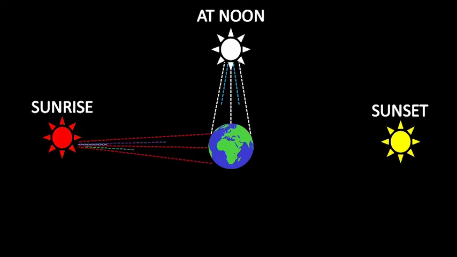But at the time of the sunrise, let us see what is going to happen, what a nice spectacular event is going to happen. At the time of sunrise, the sun is exactly at the horizon. The sunlight travels a longer distance to reach us.